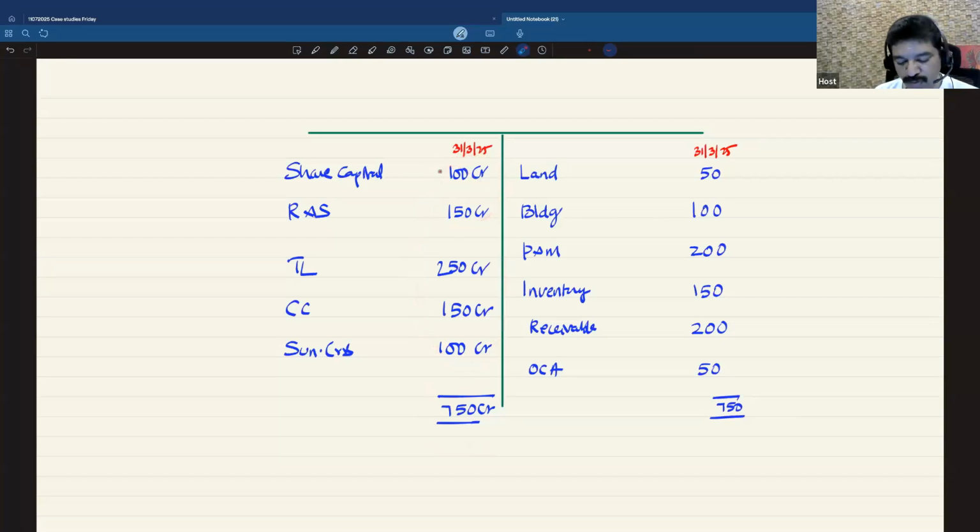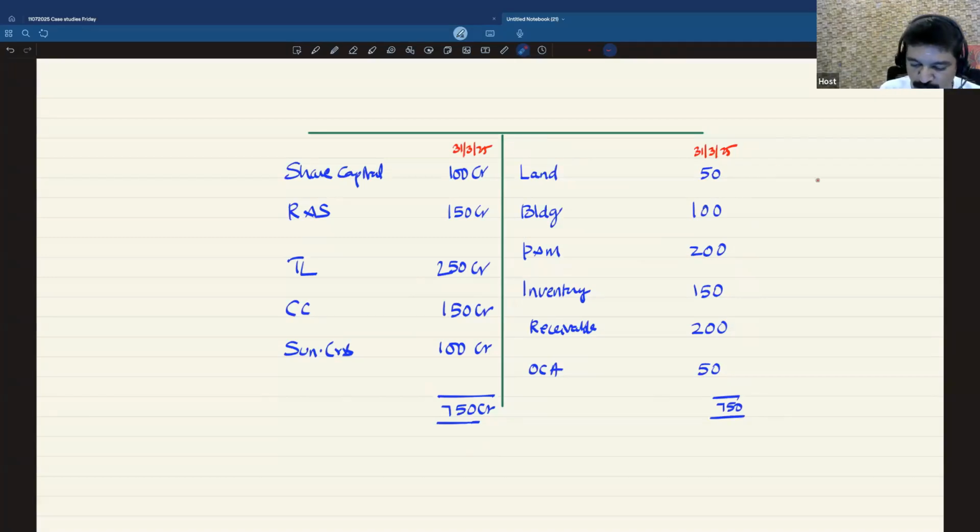Owners have contributed 250 crore. They've taken a term loan of 250 crore and they have short-term credit of 250 crore. And they have used these funds for acquiring land of 50 crore, investing in building 100 crore, plant and machinery 200 crore, and investing in current assets of 750 crore.